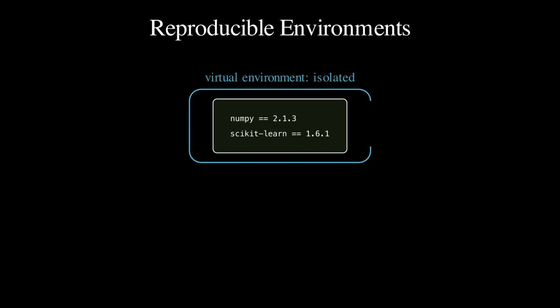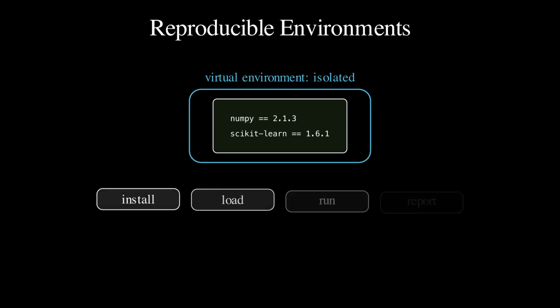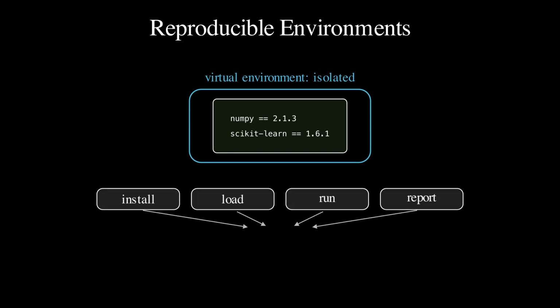Second, isolate them. A virtual environment is an isolated install holding only this project's packages, so versions cannot collide with another project's. Third, and optionally, reduce it all to a single command. One command that installs, loads the data, runs the pipeline, and reports the result, with no manual steps in between. If an evaluator cannot reproduce your result with one command, the work is not reproducible.